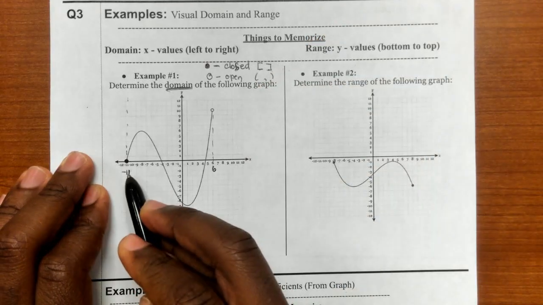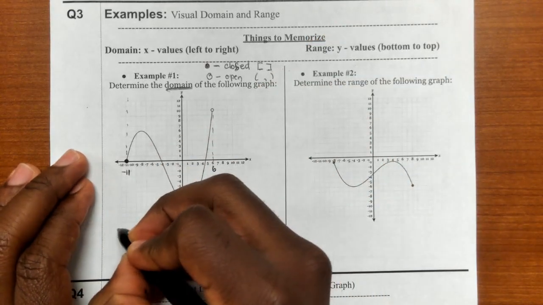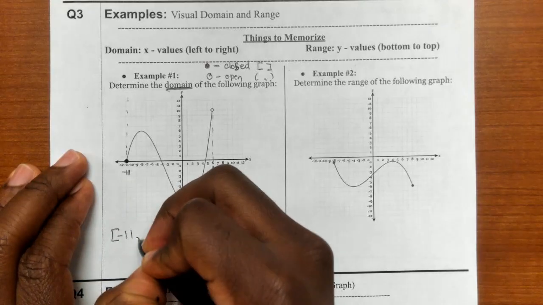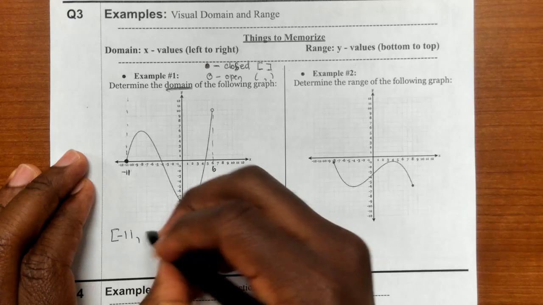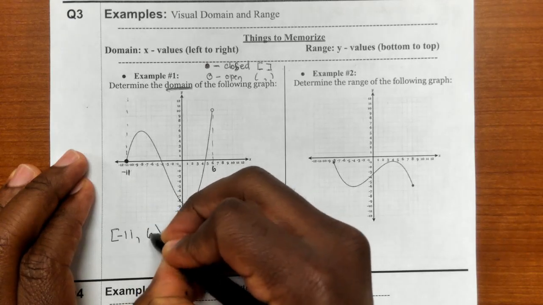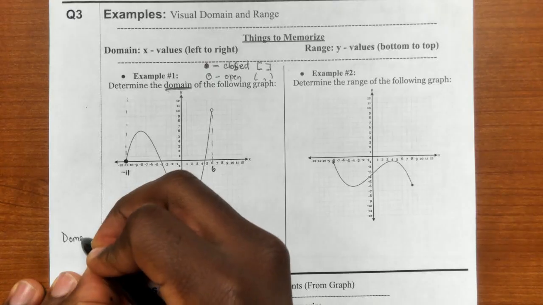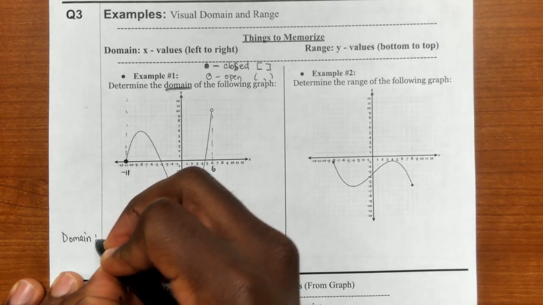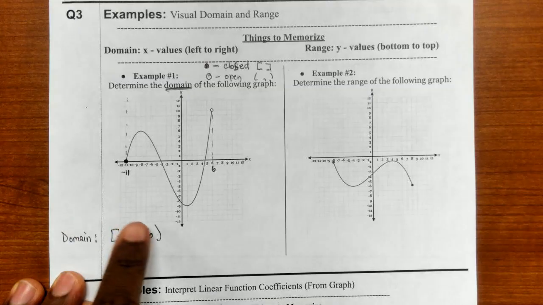So at negative 11 you have a bracket, and then as it goes along, when it got to 6 there's an open circle, so it would be a parentheses, and that would be the domain. When you represent the domain like this, it is called interval notation.